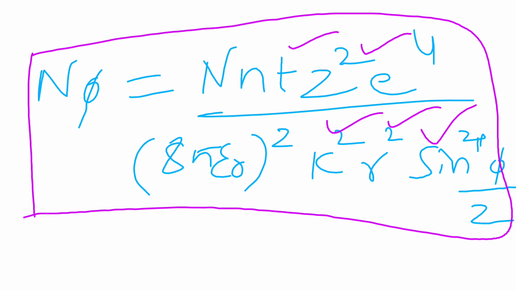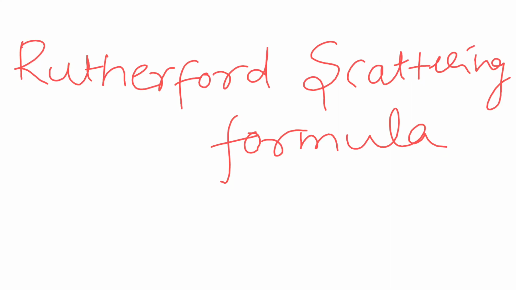And using the distance of closest approach, we can estimate the size of the nucleus. That is, the radius of the nucleus can be written as 1 by 4 pi epsilon naught 4 z square e square divided by m v square. See, this is the information related to the Rutherford scattering formula.